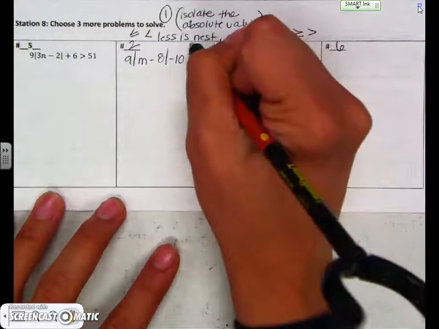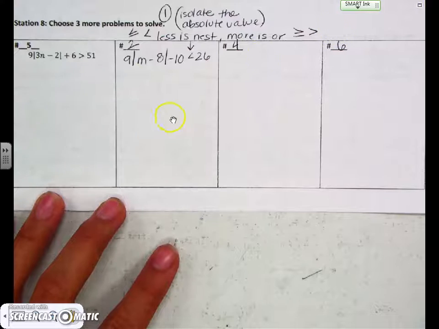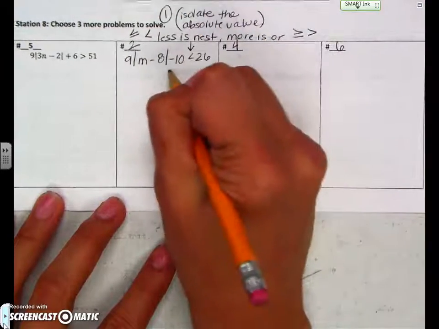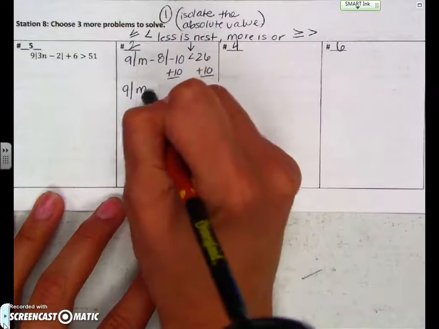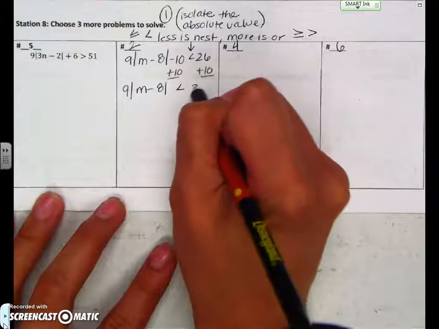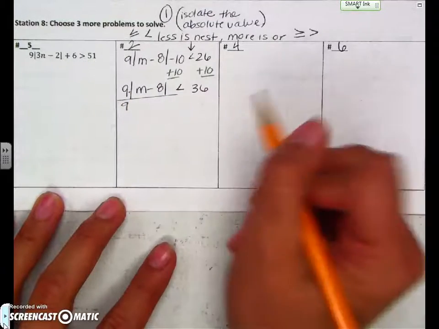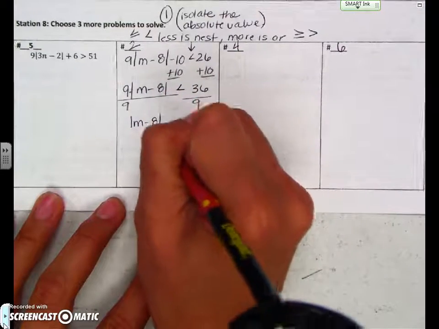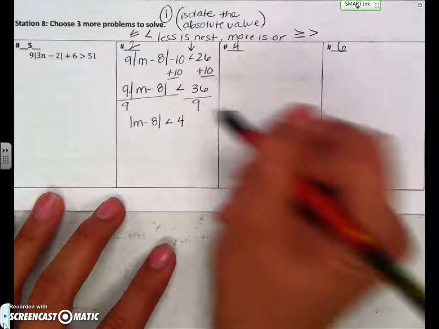Okay, so in this case we have less is nest, and our absolute value is not isolated. So the first thing we're going to do is get rid of everything that is there. The first thing we're going to do is add 10 to both sides. You're going to do PEMDAS backwards. That becomes 9 absolute value of m minus 8 is less than 26 plus 10, which is 36. You want to get rid of the 9. We are multiplying 9 times the absolute value, so we're going to do the opposite, which is to divide. You are now left with the absolute value of m minus 8 is less than 36 divided by 9, which is 4.